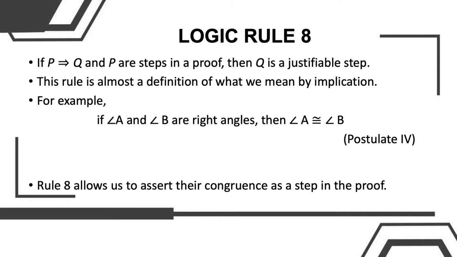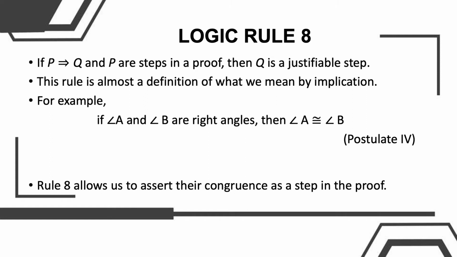But please don't be confused with the converse of this conditional statement. Iba naman yung Q then P. So, ang usapan lang natin dito sa rule number 8, we are referring to if P then Q. If P is true, then we can make use of the implication for Q. No? So, rule number 8 allows us to assert their congruence as a step in the proof.